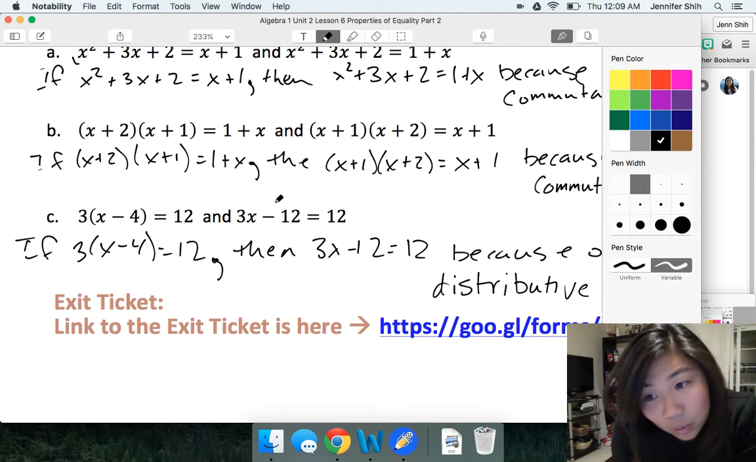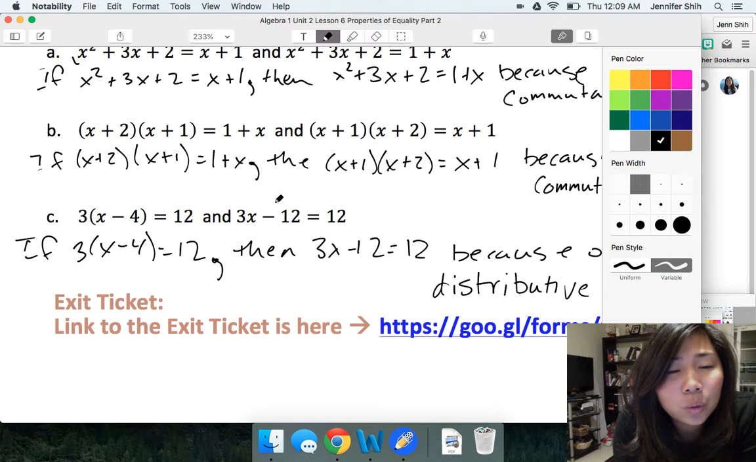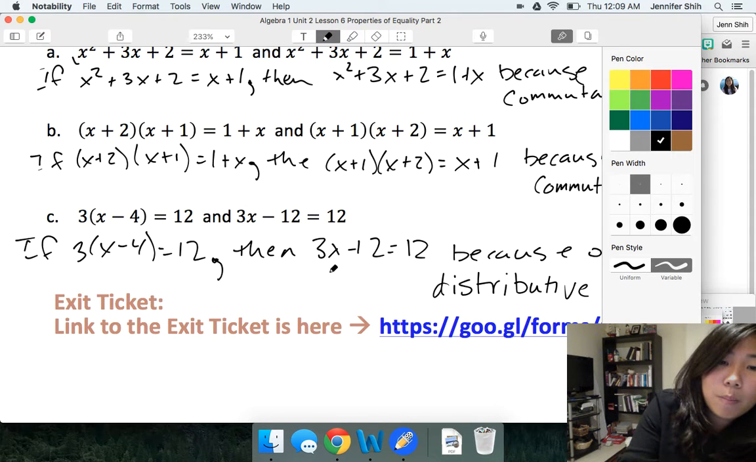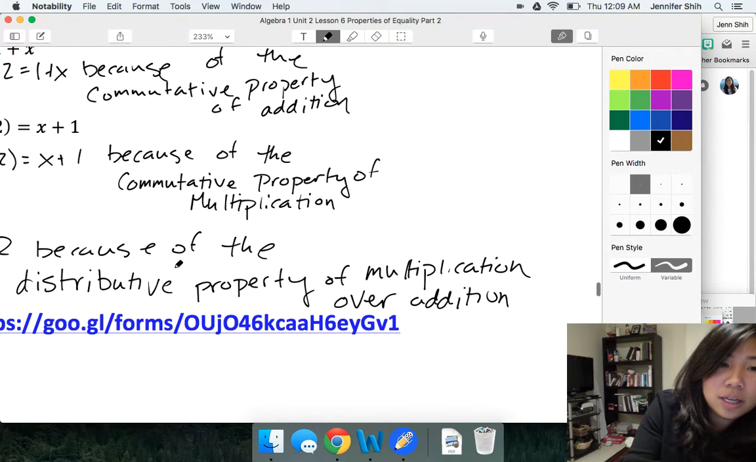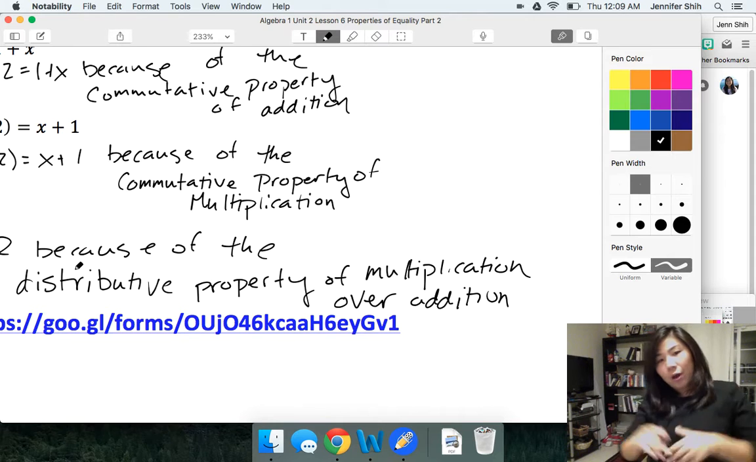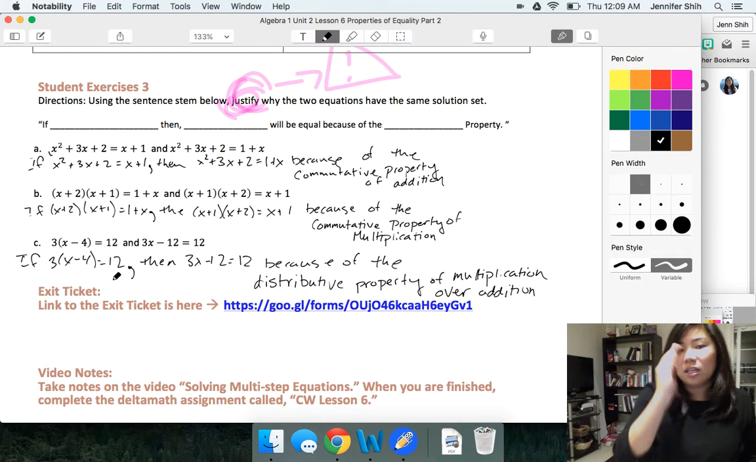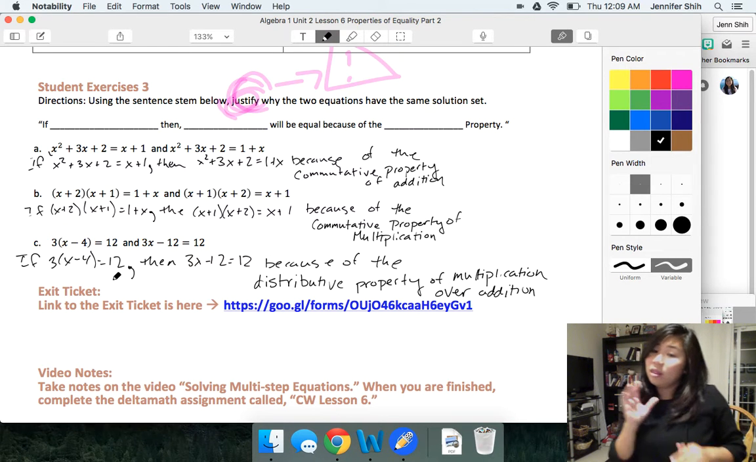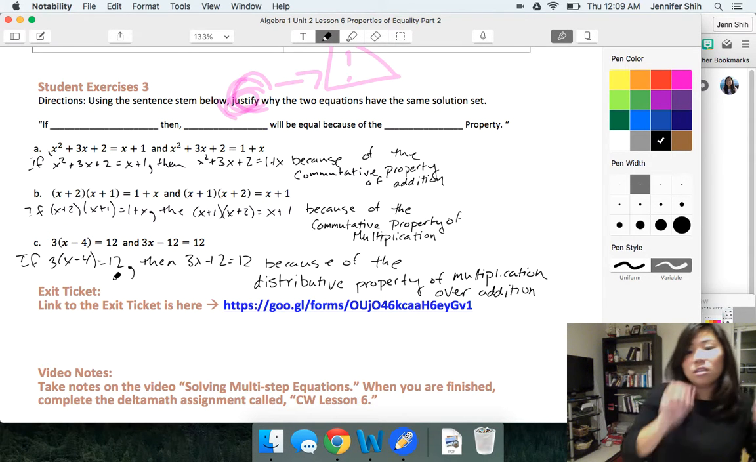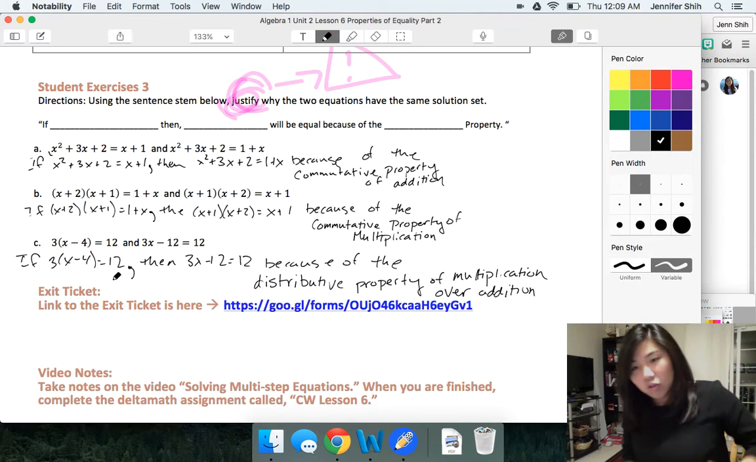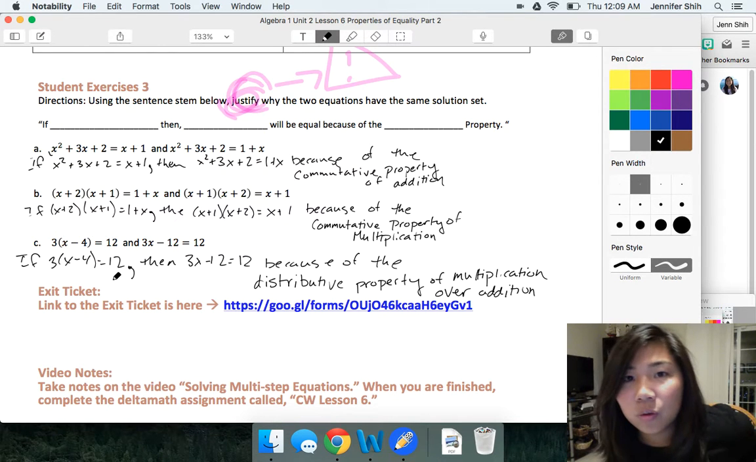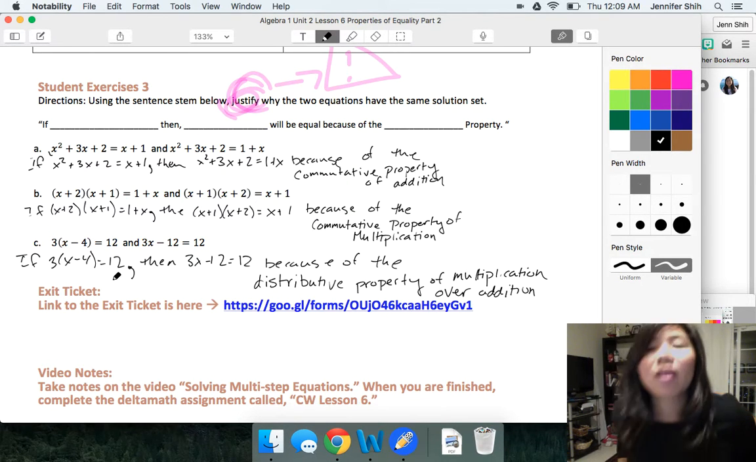And for the last one, the equations are the same because we use the distributive property of multiplication over addition. But notice when I zoom out, because I want you to see this first, I wrote an entire sentence. If this equation is true, then this equation is true because this property. And that is how you justify, and that is the sentence stem that me and your other math teachers will expect on your unit exam.